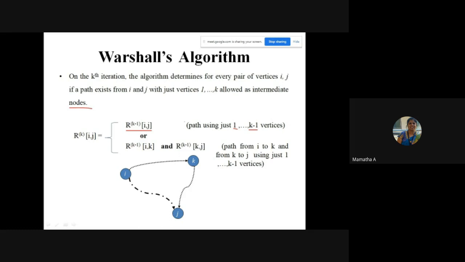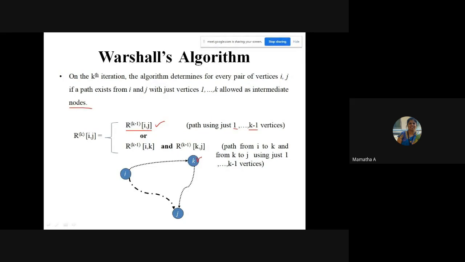Or if there is no path between i to j directly through the vertices 1 to k minus 1, there might be a path through the intermediate vertex called k. Yes, that is, you can say Rk minus 1 (i, k) and Rk minus 1 (k, j).